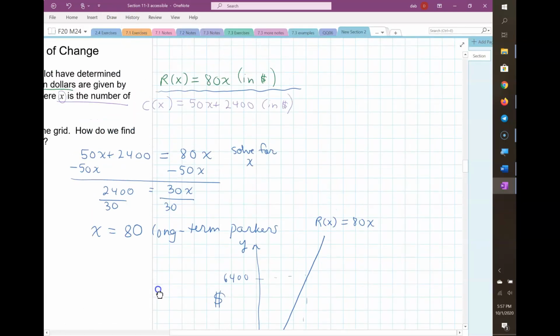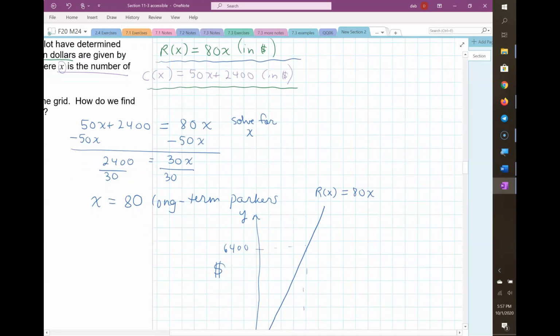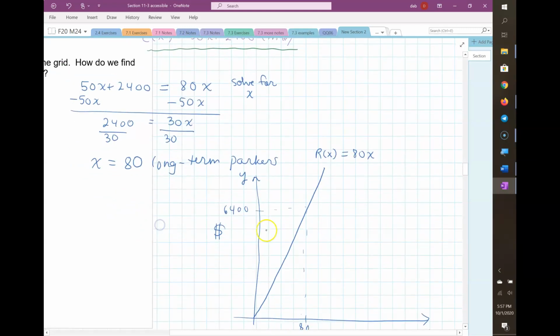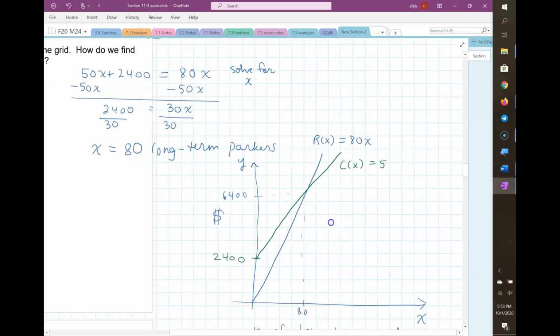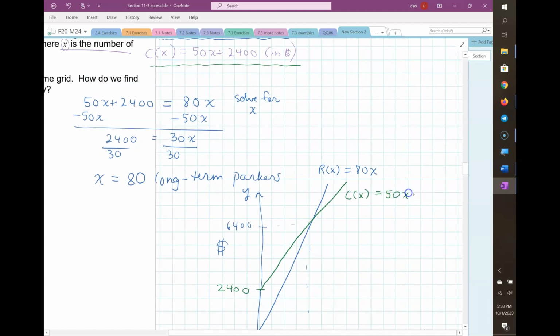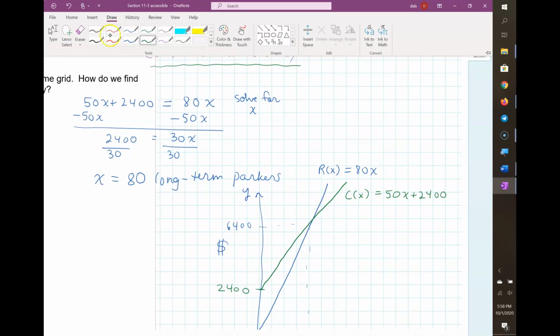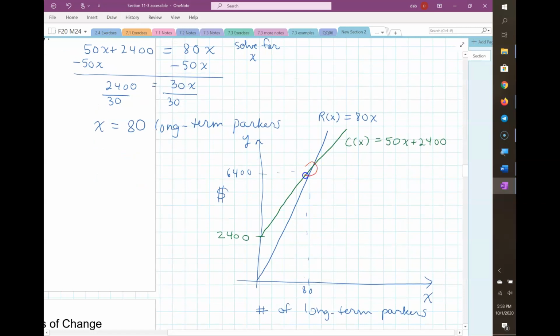Okay, then the cost function is linear. It has a y-intercept of 2,400. Okay, so that's somewhere down here, 2,400. And then it has a smaller slope. So it's going to end up intersecting the revenue function.